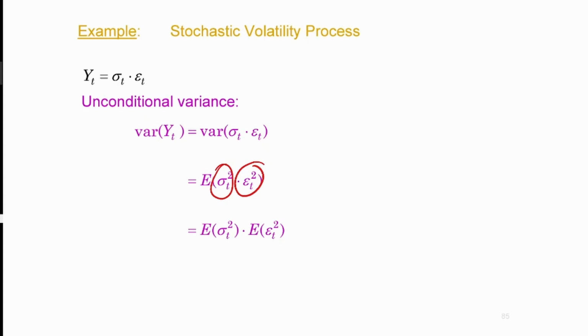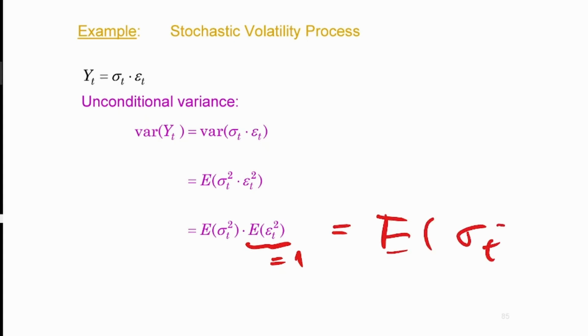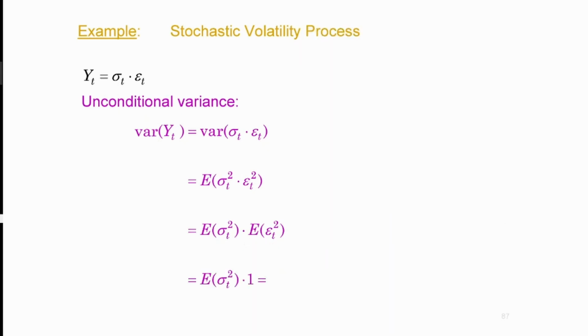But since we have basically just the current observations involved, and the current observation of the noise does not depend on anything actually. Now this is equal to 1 by definition. So that means that the unconditional variance is equal to the expectation of sigma squared. That's what it is.